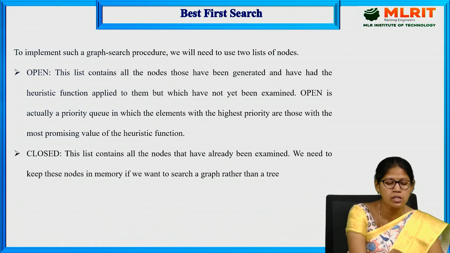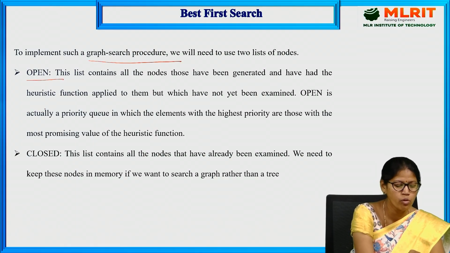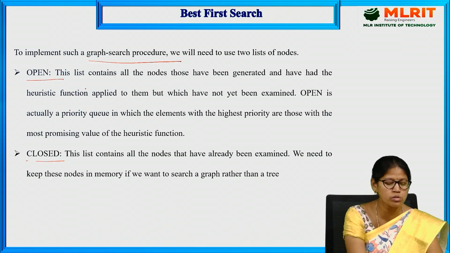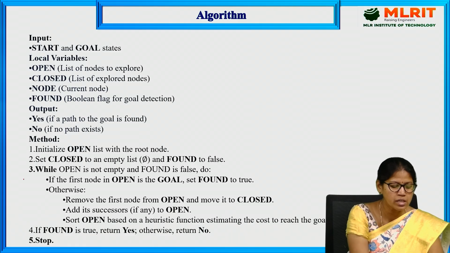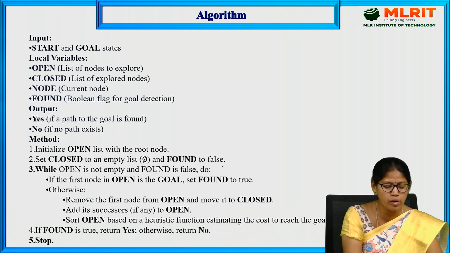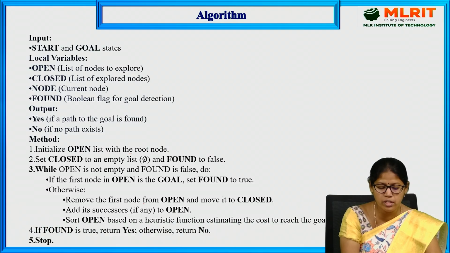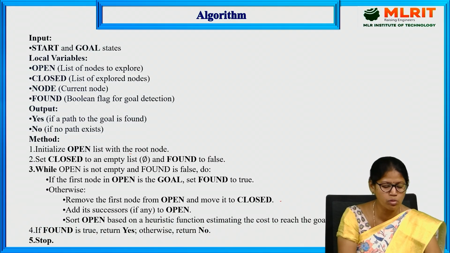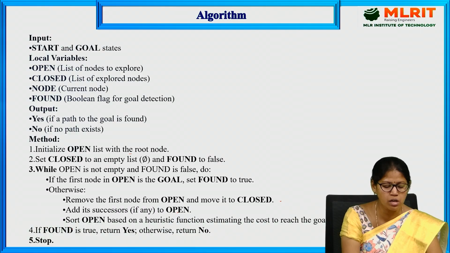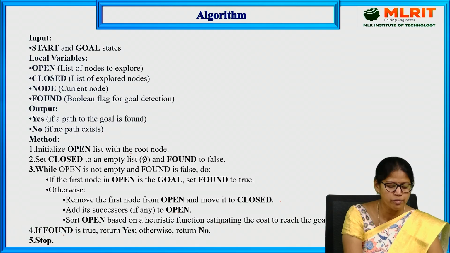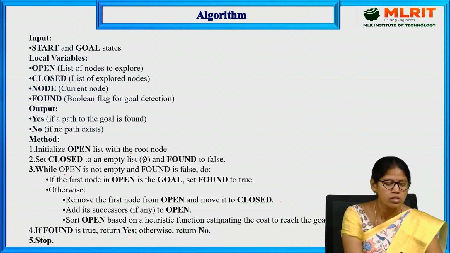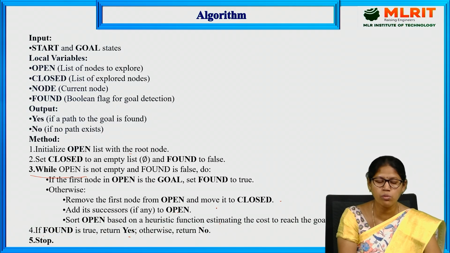Next, to implement such a graph search procedure, we'll have open and closed. Open contains the exploring nodes. Closed contains the already visited or examined nodes. This is the algorithm. The method: open list with the root node, closed is empty, open is not empty, and found is false. Then first it will check whether the first node in open is the goal; if so, found equals true. Otherwise, remove the first node from open and move it to closed, add its successors to open, and sort open based on a heuristic function estimating the cost to reach the goal. If found is true, then yes, otherwise no. This process will be repeated until it reaches the goal.